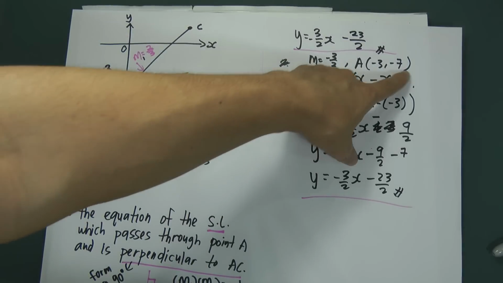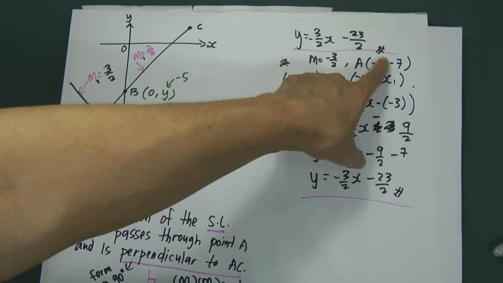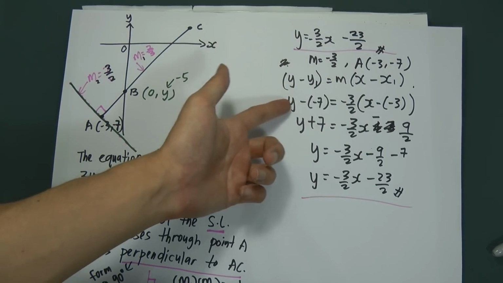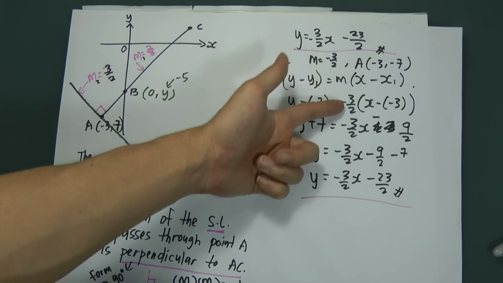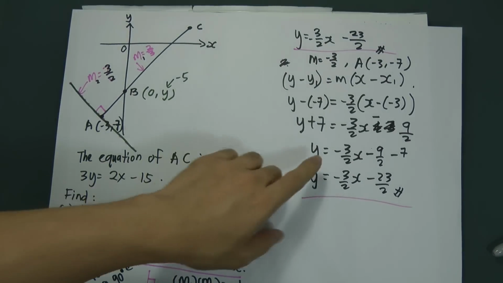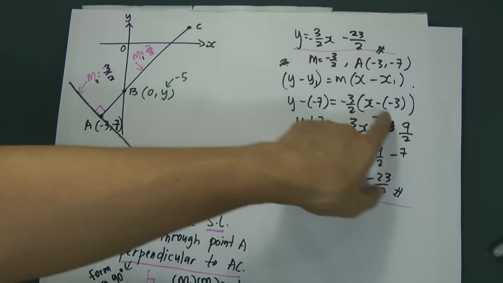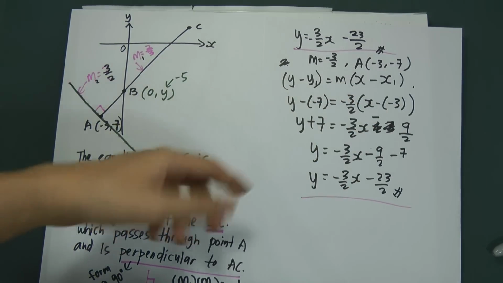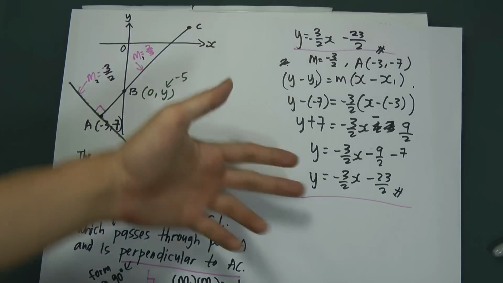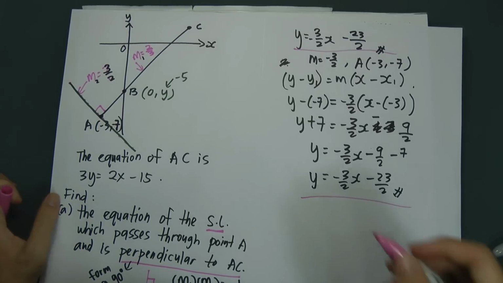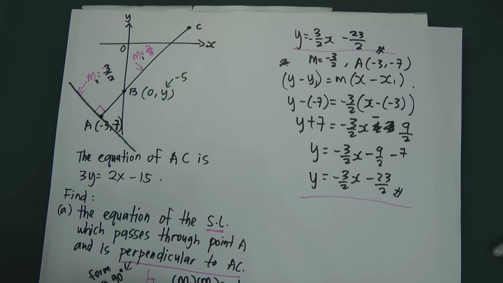You just make the coordinate equal to y1 and then make this one equal to x1 and then just put it in. See, I put a -7 in, I put a -3 in, and I put the gradient in. After that, I just solve this one. Make sure you multiply for both sides, because sometimes I forget also, so make sure you don't forget. Then you solve it, and then you write the equation of AC: y = -3/2 x minus 23/2. Okay, now we are done with part A.